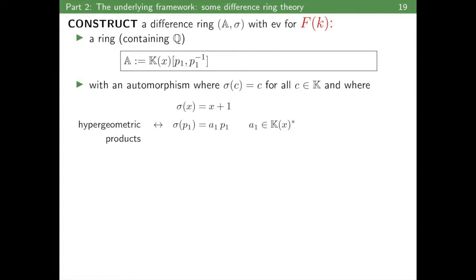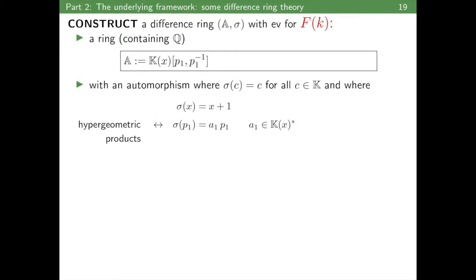More generally, the multiplicand need not be x plus 1. It can be an arbitrary element of my field below, except the 0 element. So any rational function being not 0, if I shift P1, it's A1 times P1. And this is nothing else than a hypergeometric product.